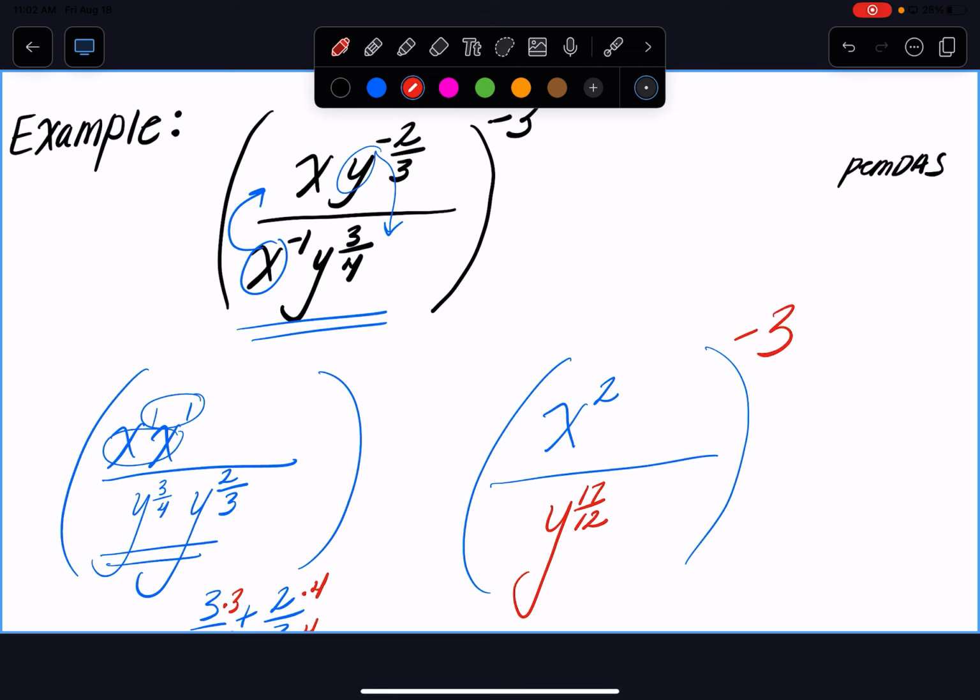Yes. Could you just flip it first and then add the 3? Yeah, there's so many orders you can go. Yep. Flip what first, though? Flip the x squared to the bottom and the y to the 17/12 to the top, and make it positive? Yes, you could.